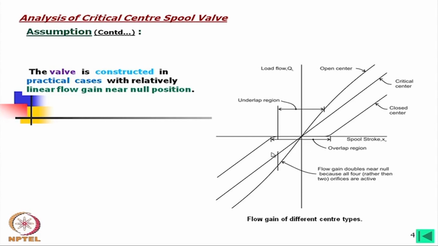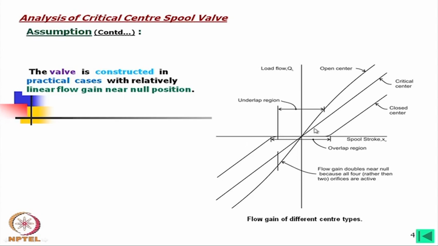Now, we have drawn 3 curves here. The central one is for critical center. This means that ideally we want this to be completely linear and it should cross the origin. However, if it is open centered, that is an underlap valve, then at the neutral position, at the null point, there will be flow in both directions. So, to gain a flow in any direction, first of all we have to close that gap, and then the flow will begin.